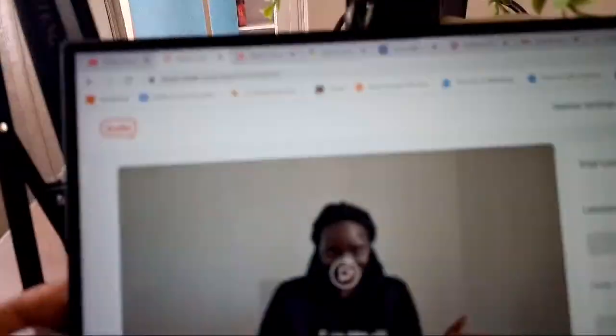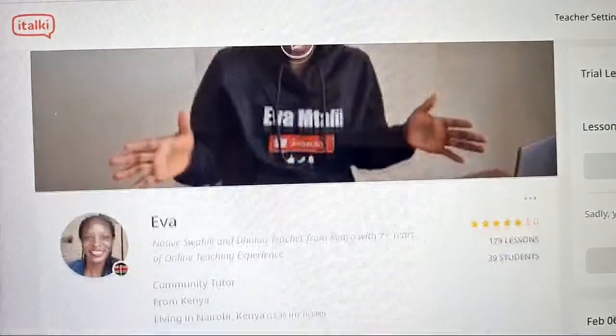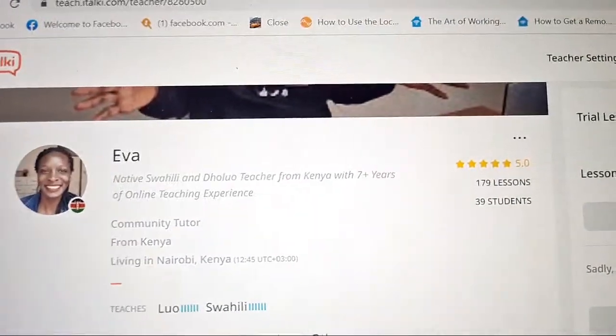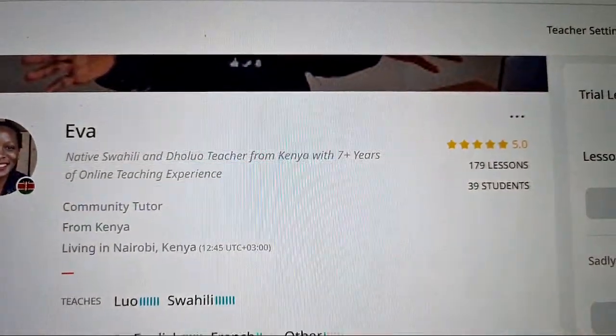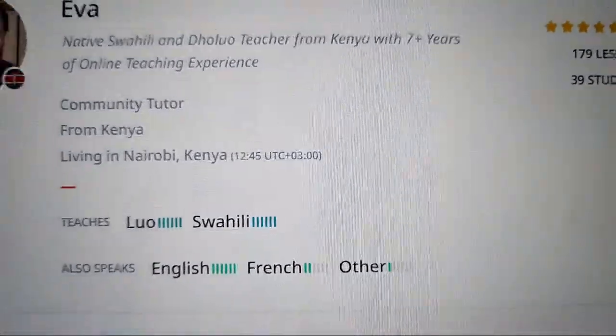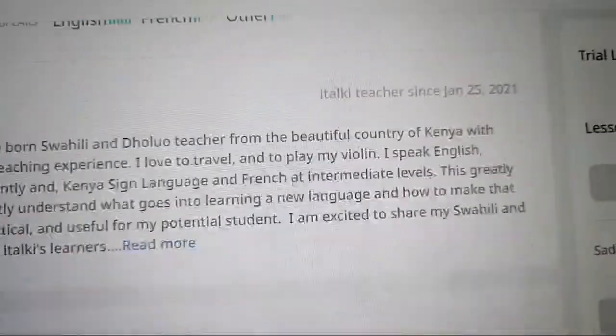So let me just look. I'm trying to see the languages, how to become a teacher maybe here, so that we can see the languages you can teach. But pretty much any language that is available on the planet, you can teach on the platform. So let me just show you, this is my profile. You can see that is my profile there. I've had 179 lessons, and you can see I am a community tutor, which means I don't have to be certified. And these are the languages I'm teaching, Luo and Kiswahili.